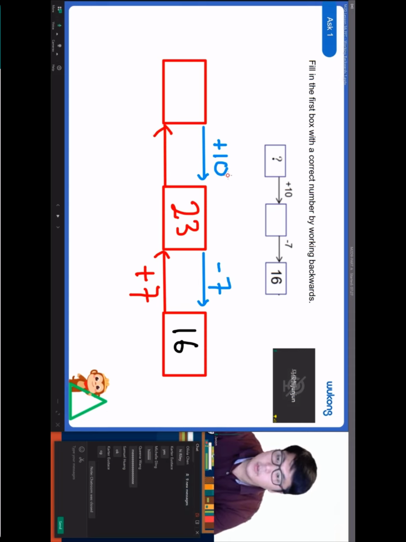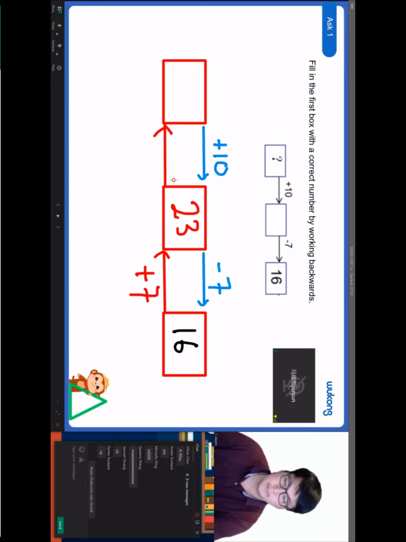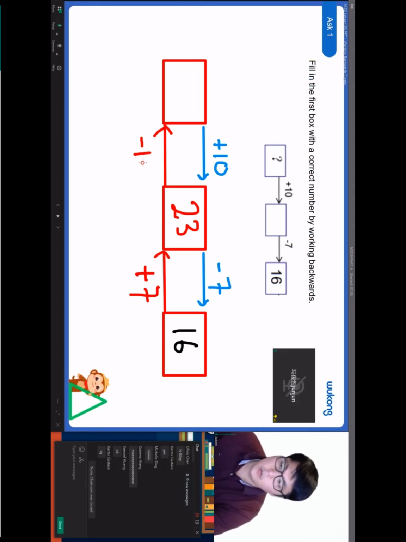Now, okay, we'll do this one more time. So, we've added 10 before. So, what is opposite to adding 10? Take away 10. Very good. So, we need to take away 10. So, what is 23 take away 10?